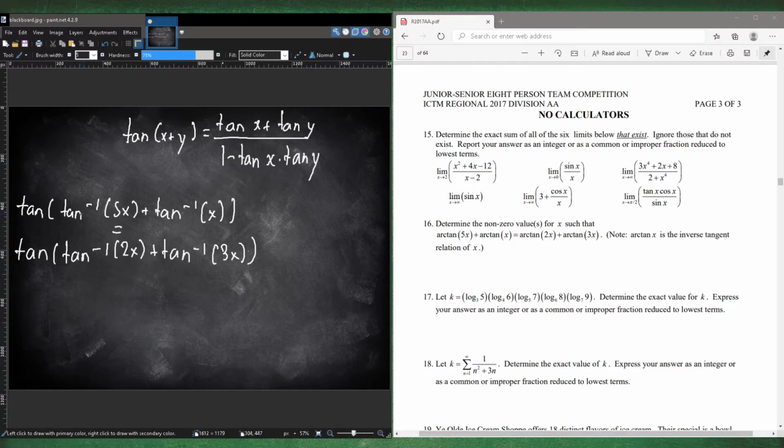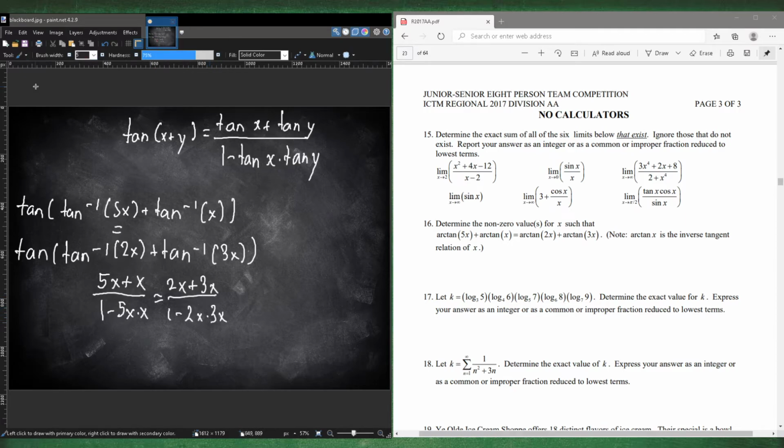Because we know our x is now inverse tan of 5x, and our y is inverse tan of x. And we just plug it in here. So the tan of an inverse tan of 5x, that's just 5x, plus the tan of an inverse tan of x, that's just x, and then 1 minus tangent of x, which is 5x, and then tangent of y, which is x. And now we do the same thing for the right side: the tangent of the inverse tan of 2x is 2x, the tangent of the inverse tangent of 3x is 3x, then 1 minus 2x times 3x.